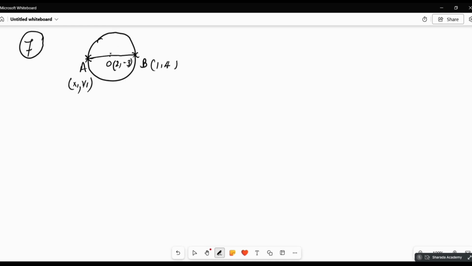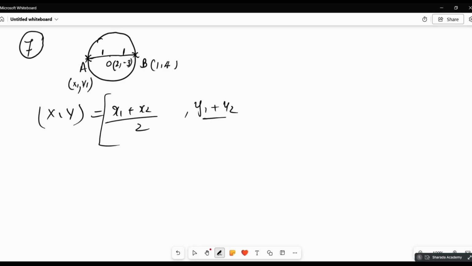So O is the center, listen, O is the center and AB is the diameter. So it will be divided in a 1:1 ratio, midpoint directly. I can use x comma y equal to (x1 + x2)/2 and (y1 + y2)/2, because m1 and m2 are both equal to 1. X is what? 2. That is equal to (x1 + x2)/2. So what you will get? X1 is equal to 4 minus 1, x1 is equal to 3.